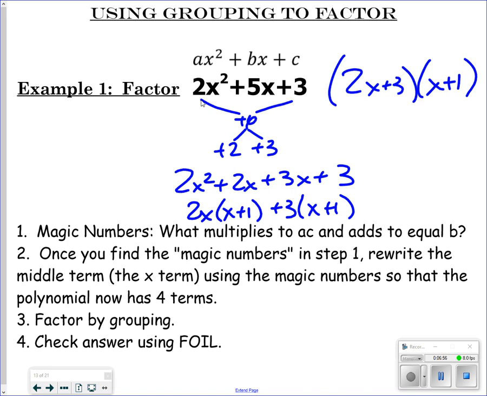So I'm going to read through this. Magic numbers, the multiply AC that adds up to B. Once you find the magic numbers in step 1, rewrite the middle term using the magic numbers, factor by grouping. You can always check by FOIL.